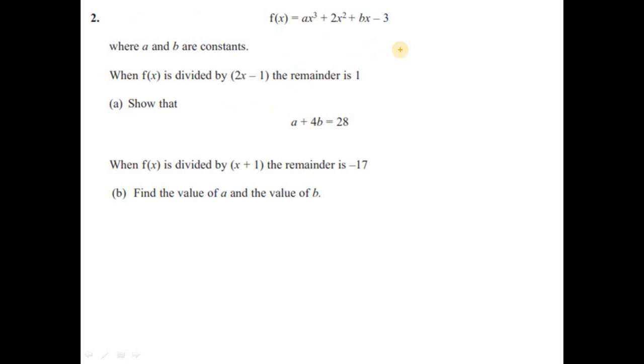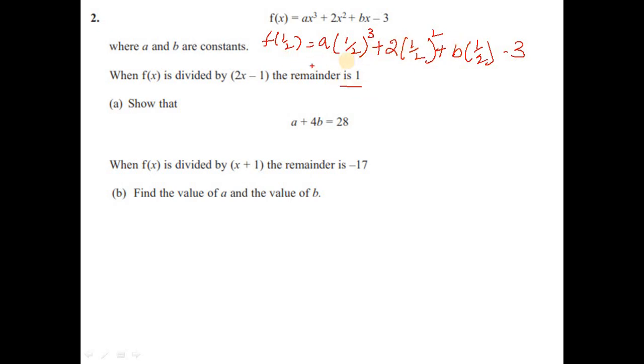So what I'm going to do, I'm replacing x with half. So f of half is equal to a times half cubed plus twice half squared plus b times half minus 3, and f of half is the remainder, which is 1.